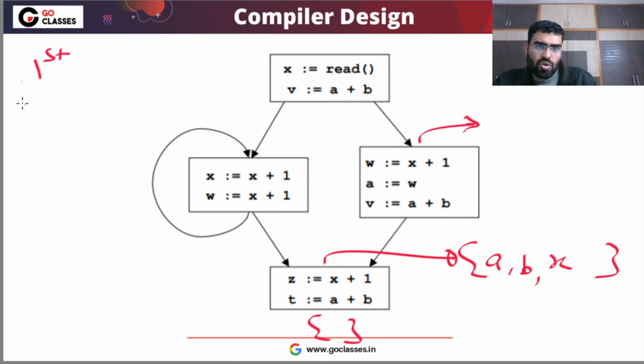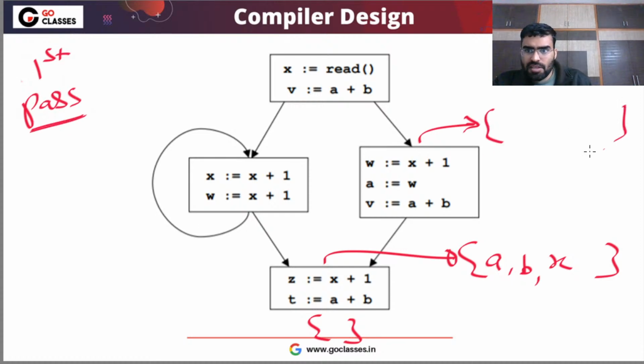Remember, the first pass is going on. So what is live here in the first pass? Okay, so this is ABX. Now AB, so here X will be removed, then A will be removed, so you have BXW. Now W will be removed, so this will be BX, correct?